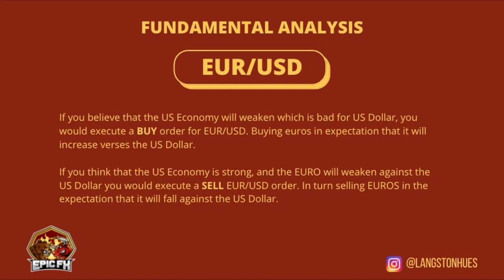If you believe that the US economy will weaken, which is bad for the US dollar, you would execute a buy order for Euro USD, buying euros in expectation that it will increase versus the dollar. If you think that the US economy is strong and the euro will weaken against the US dollar, you would execute a sell Euro USD order, in turn selling euros in expectation that it will fall against the US dollar.